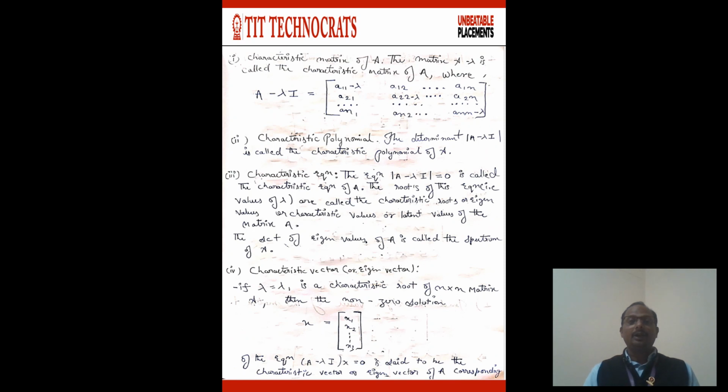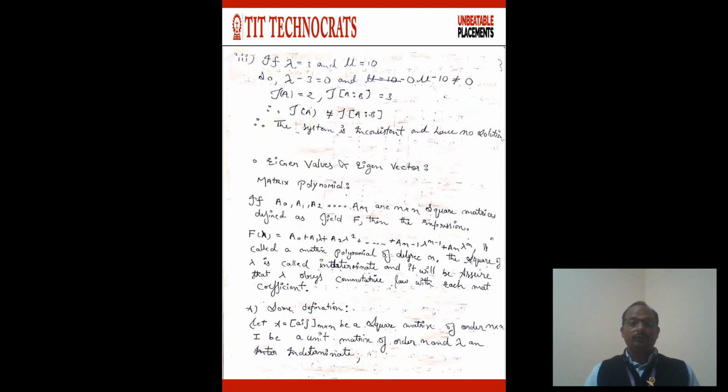Now we have to understand another topic, that is to find the matrix polynomial. So what is a matrix polynomial? If we have a polynomial that we can write as f(lambda) equal to a0 plus a1 lambda plus a2 lambda square up to an lambda to the power n, where lambda is an unknown and a0, a1, a2 up to an are matrices, such a composition is called a matrix polynomial.